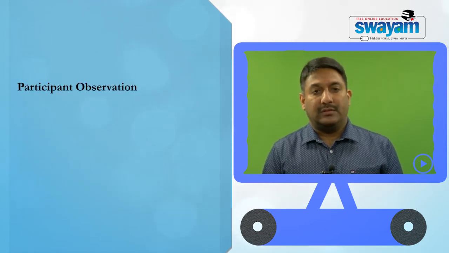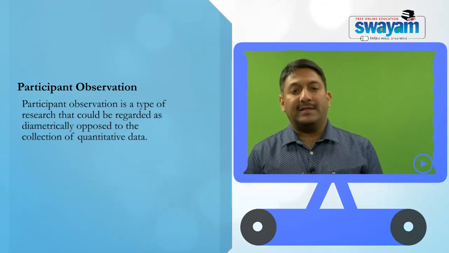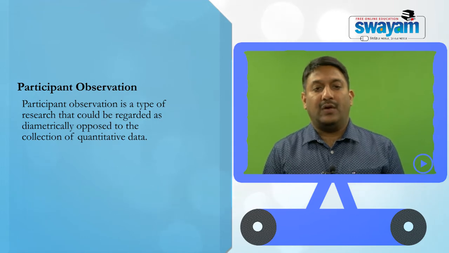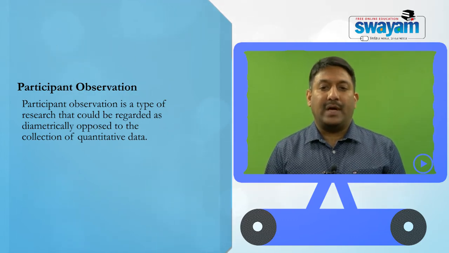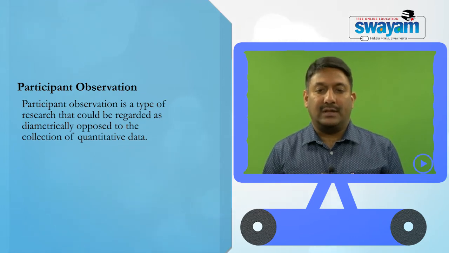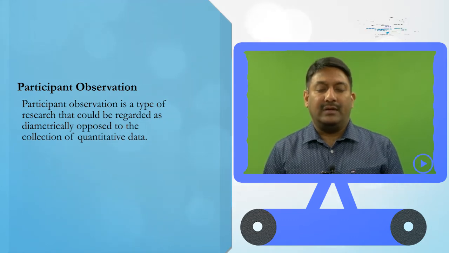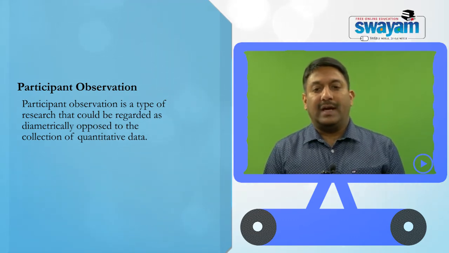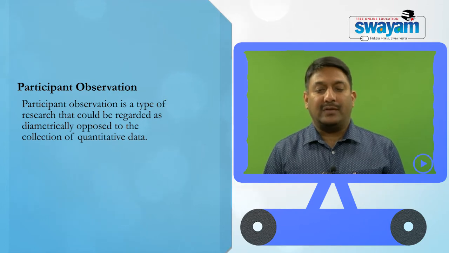Participant observation. Participant observation is a type of research that could be regarded as diametrically opposed to the collection of quantitative data. This relates not only to the methods but to the types of questions that can be answered, the research design and the subsequent analysis of data. The researcher shall keep in mind the nature of ethnography and participant observation and consider how his or her research project may be placed on the scale between quantitative and ethnographic methodologies.